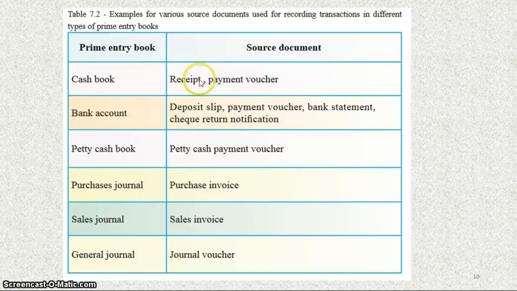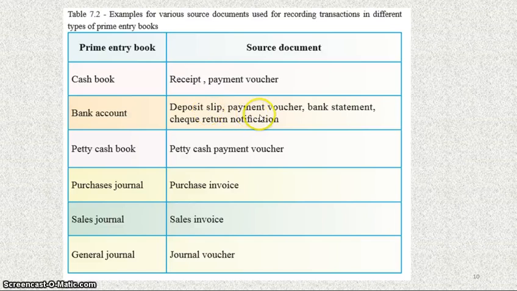Now you know what the prime entry books are: cash book, bank accounts, petty cash book, purchase journal, sales journal, general journal, all of these. What are the source documents? So you should know which source document should go to which prime entry book. Receipts and payment vouchers go to the cash book. Receipt means it's related to cash, and payment voucher is also a cash transaction. So it goes under the cash book.